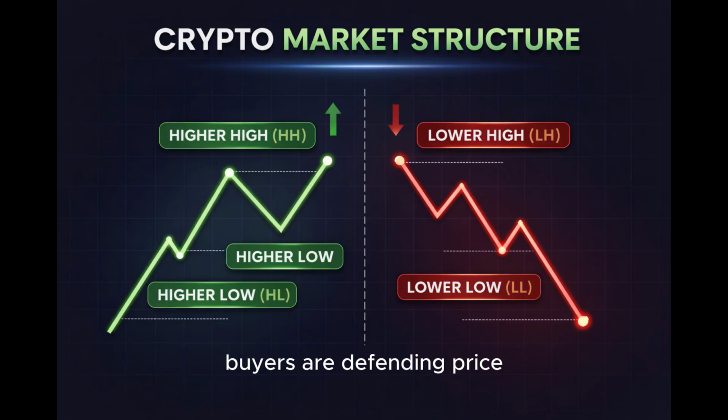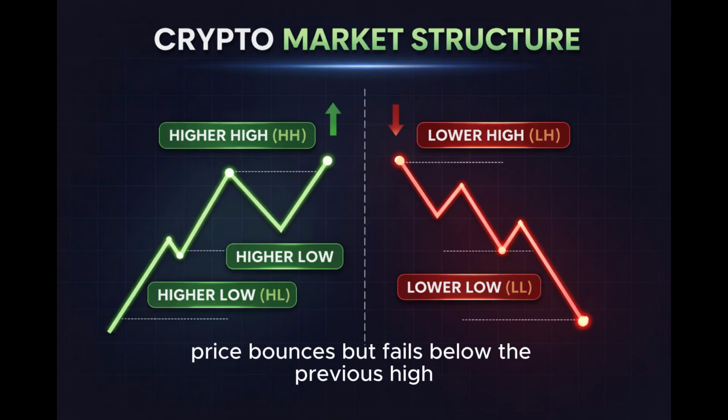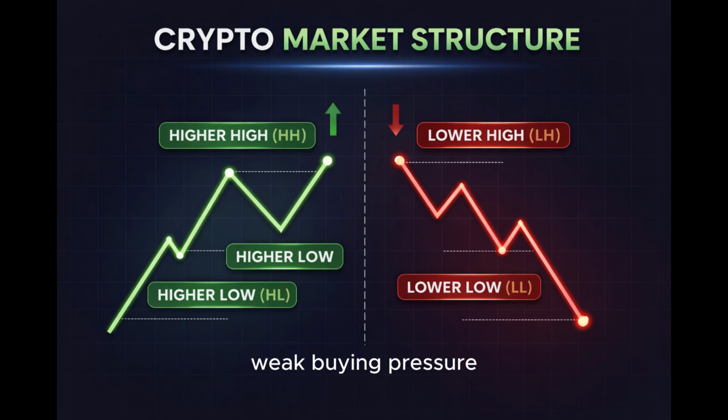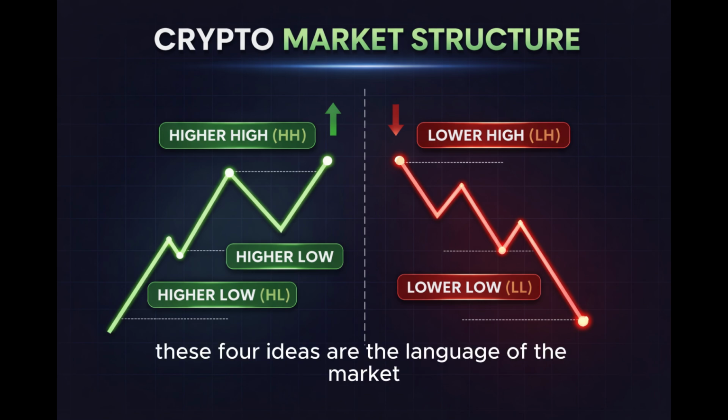Buyers are defending price. Lower low: price drops, then drops again, lower than the previous low. Sellers are in control. Lower high: price bounces but fails below the previous high. Weak buying pressure. These 4 ideas are the language of the market.